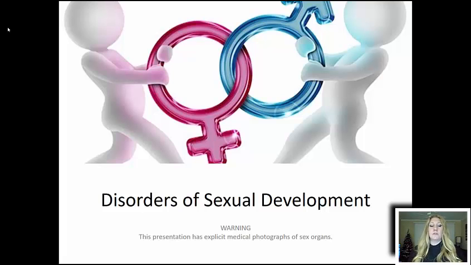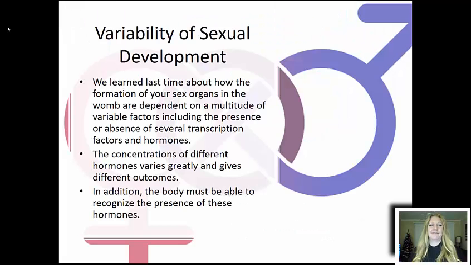Today we're going to discuss disorders of sexual development. There is a wide variability that we see during sexual development. We learned last time about how the formation of your sex organs in the womb is dependent upon a multitude of variable factors, including the presence or absence of genes, transcription factors, proteins, hormones, etc. The concentrations of these different hormones vary greatly, and the outcomes of these variations also vary greatly. In addition, the body must be able to recognize the presence of these particular hormones.